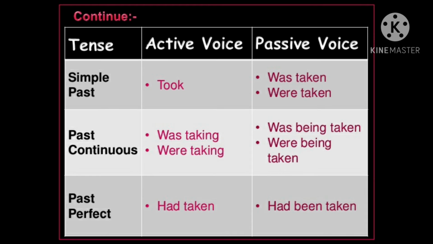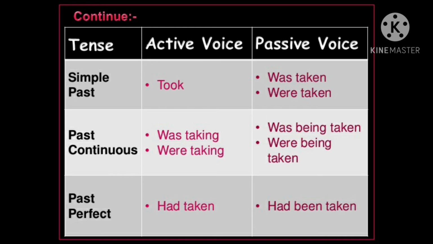Past continuous: was, were, taking, which means in continuous form we put ing. So now if we change into passive voice, we will write was or were plus being plus v3 (taken). Now we'll see the past perfect. In the past perfect we put had plus taken. So it will be changed into had plus being plus v3, meaning taken.